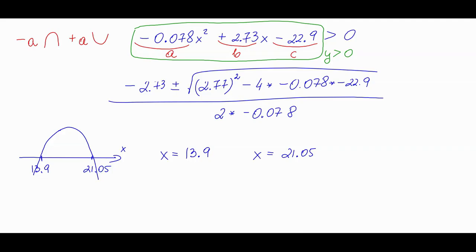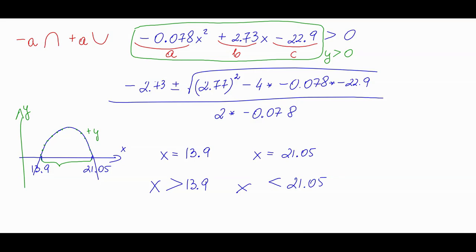Now, when you are looking at this graph, let's say here is the y-axis, which part of the graph is going to have positive values of y? All those points here that are above the x-axis, the coordinates of all those points will have a positive value of y. Therefore, that's the one we are looking for. So it is for the x that is between 13.9 and 21.05, and that's what we are writing. So x is greater than 13.9 and x is less than 21.05.